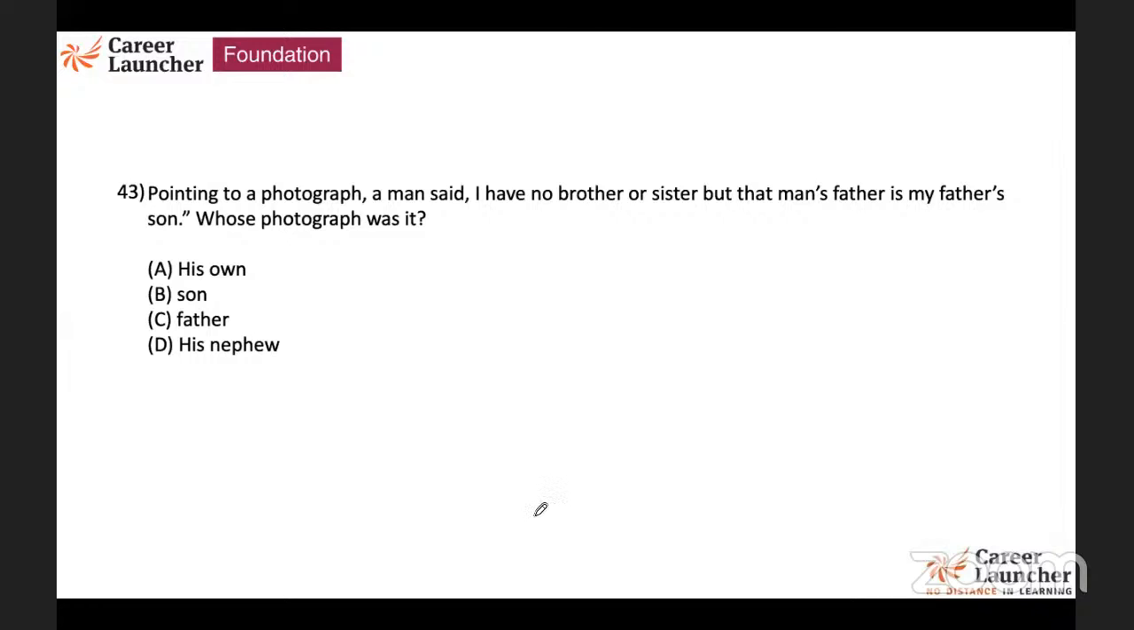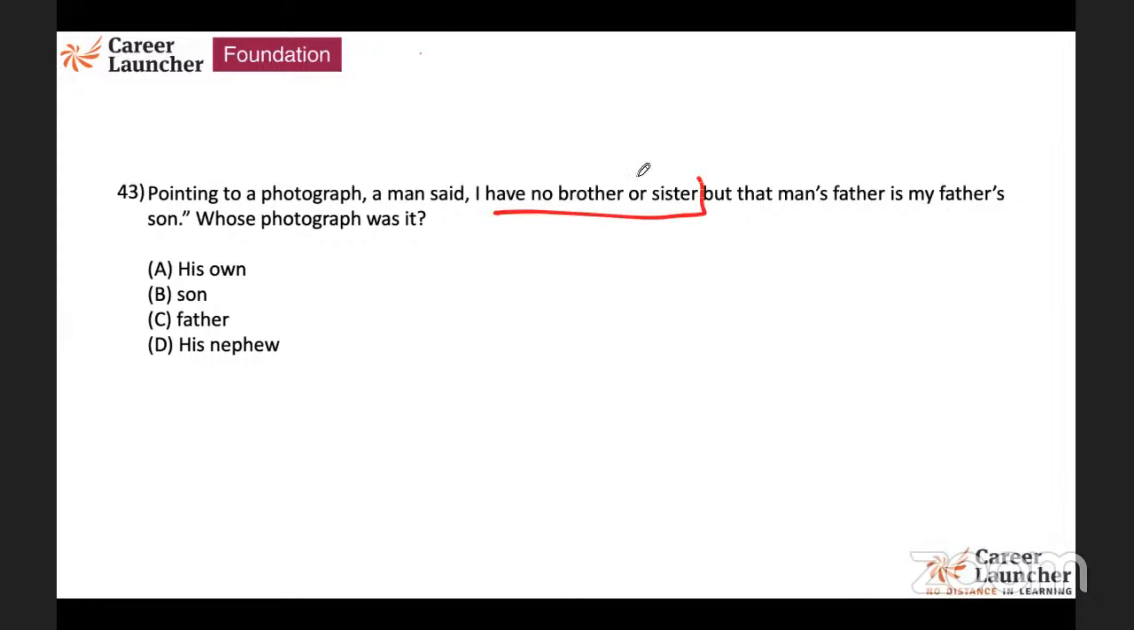Okay, this is what the results say, guys. There are 50 of you, but only 28 of you have polled. 13 of you got son as the answer. 10 of you got his own as the answer. Somebody got father also, and somebody got nephew also.